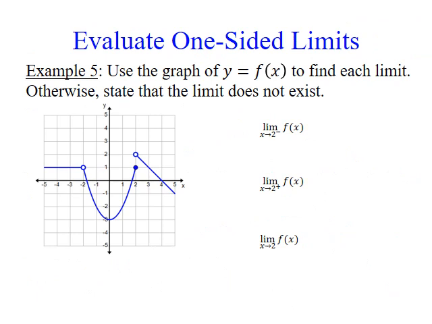I stole this graph from the last lesson, but we're going to do the same thing. So pause this and see if you can come up with the correct answer. The left-hand limit as x approaches 2, the intended height is 1. The right-hand limit is 2. Because these are unequal, this limit does not exist. That concludes this lesson.